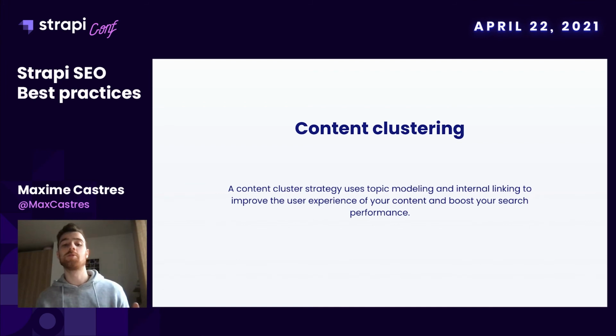The last thing we want to look at is how to do content clustering. A content cluster strategy uses topic modeling and internal linking to improve the user experience of your content and boost your search performance.